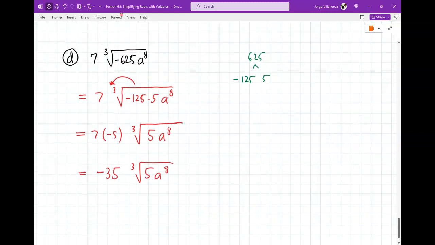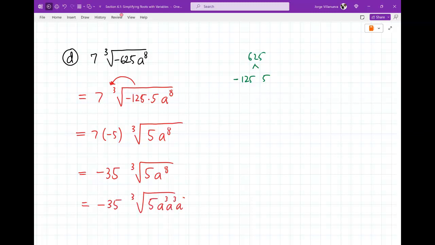All right. So, now let's deal with the variable. How many triples does a to the 8th have? Has 2, right? It's a cubed, a squared, right? If you want to break it down, a to the 8th is a cubed, a cubed, a squared, because 3 plus 3 plus 2, that's 8. So I can take out 2 sets, right? I can take out this one and this one.